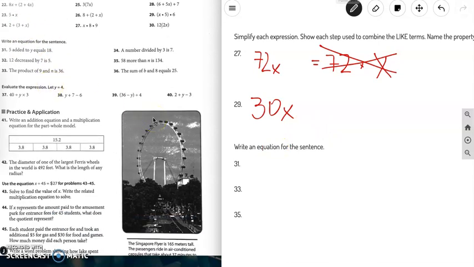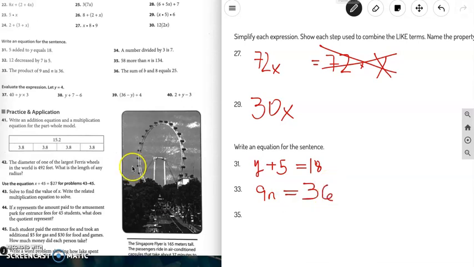Oh, I love these. Okay. 31. 5 added to y equals 18. So we have y, and they're adding 5 to it, and that equals 18. That's all you need to write. 33. The product of 9 and n is 36. So product, remember, is the answer of a multiplication problem. So 9 times n, or just 9n, is 36.